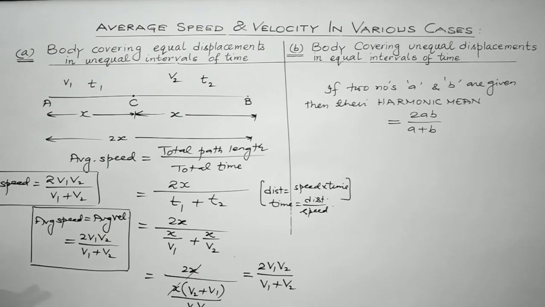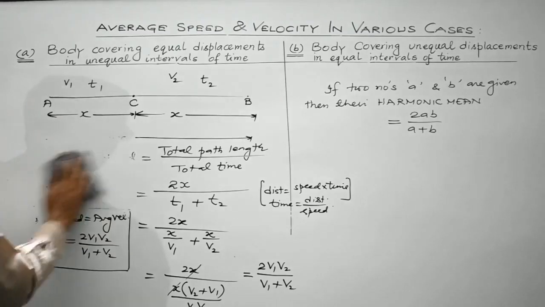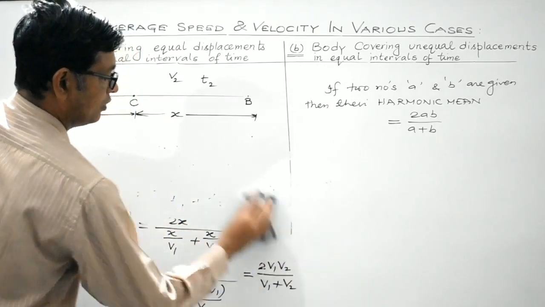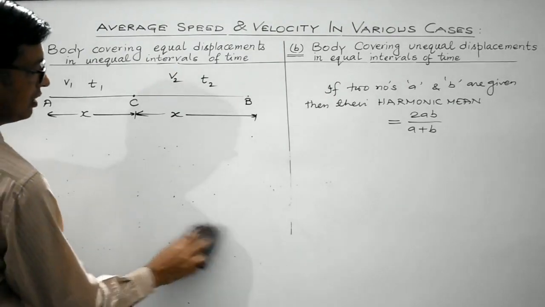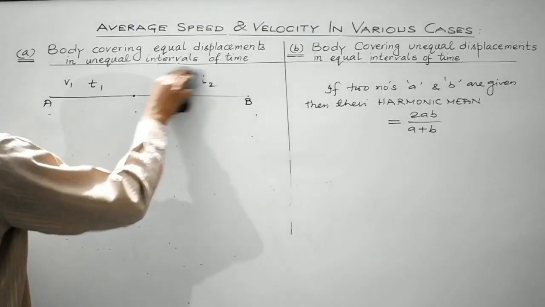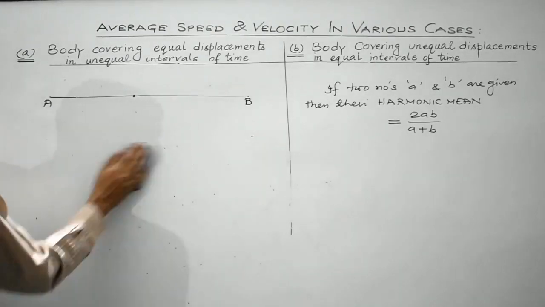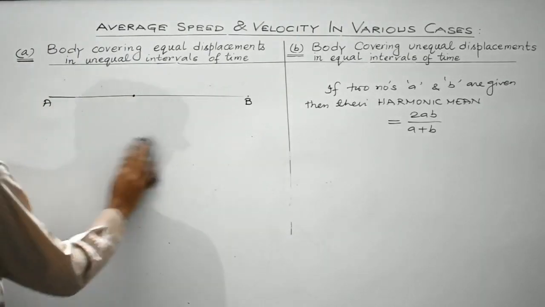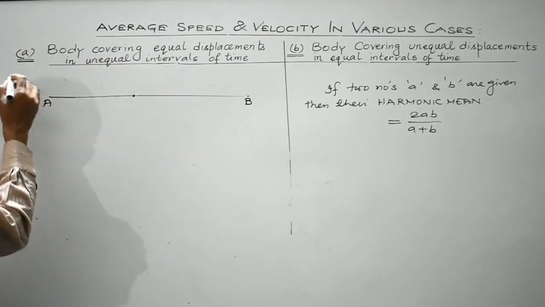We'll consider the same case, body covering equal displacements in unequal intervals of time, but let's consider a different scenario. Let us consider a body moving from A to B and then coming back from B to A. Let's see what the situation will be in that case, what the average speed and average velocity of the body will be. Again, this is a special case.